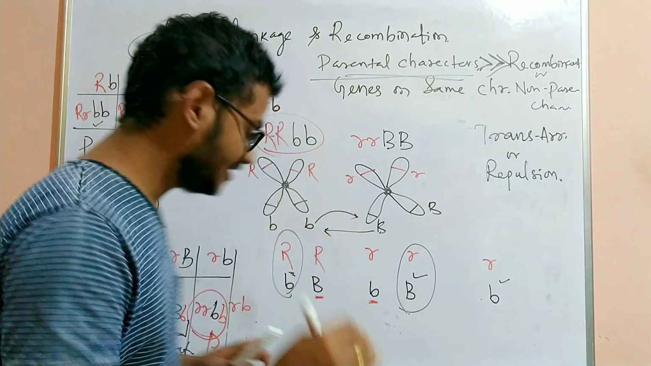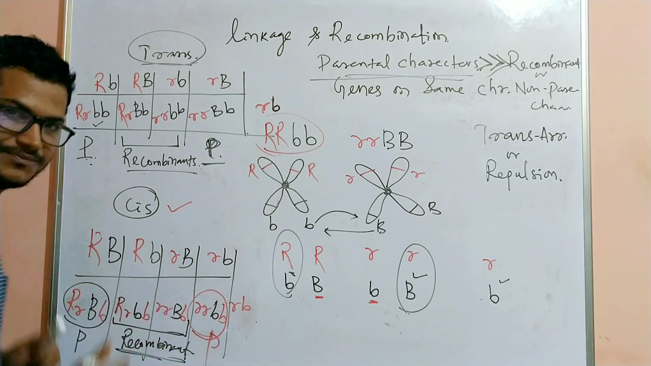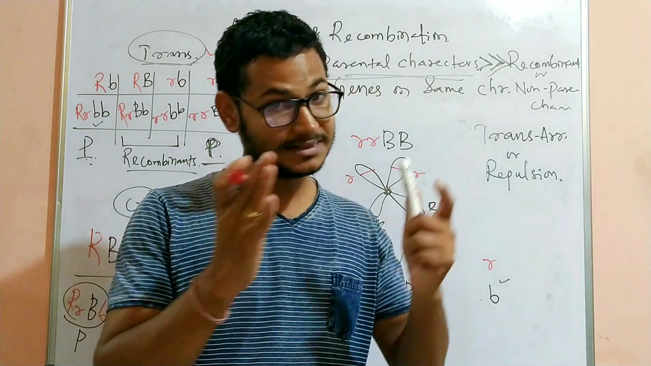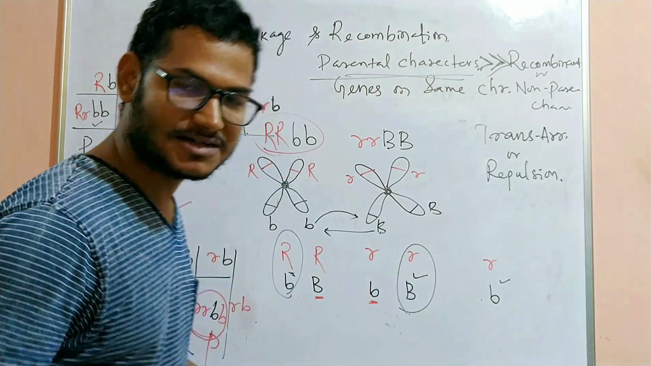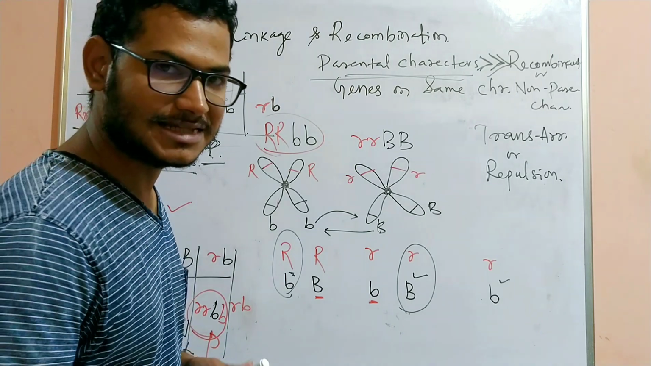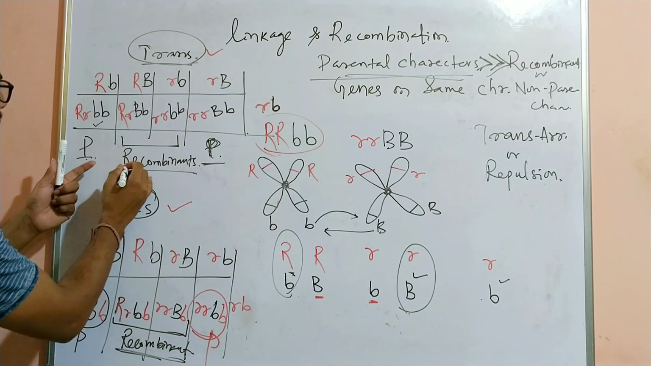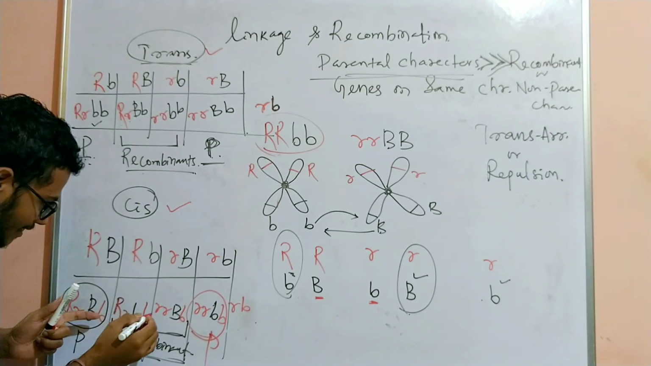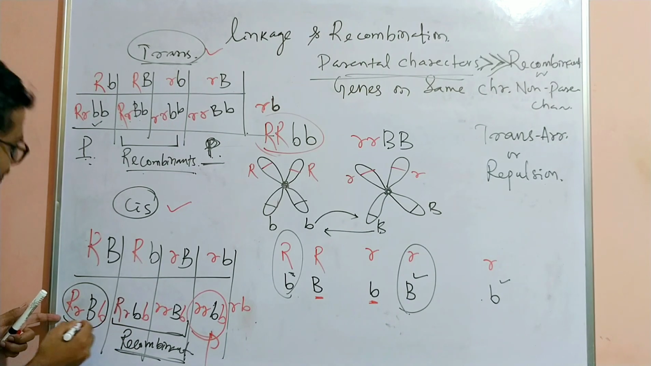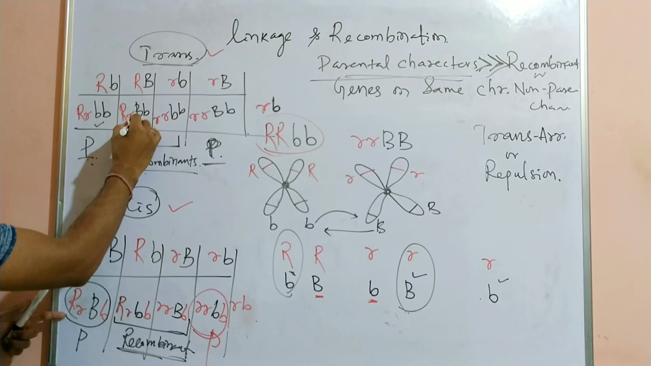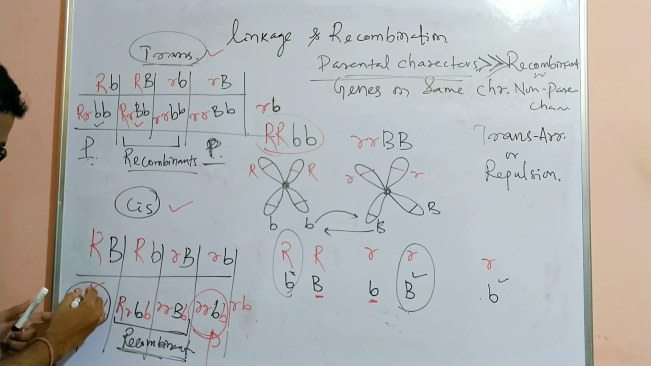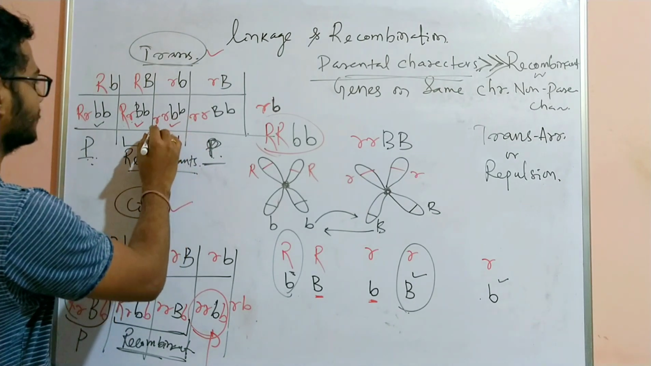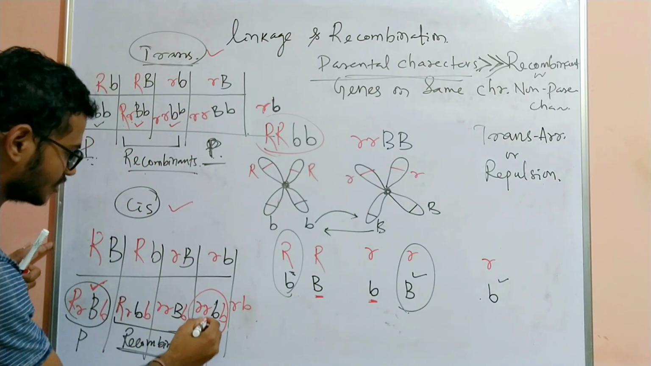So I have the result of cis already here, and now we have the result of trans. Let's compare the results between the trans and cis arrangement of the genes in the chromosome. Look at the recombinants first: capital R, small r, capital B, small b. Here the first recombinant, in case of cis, is parental. Next, let's see this one, small r, small b. Here it is also parental.